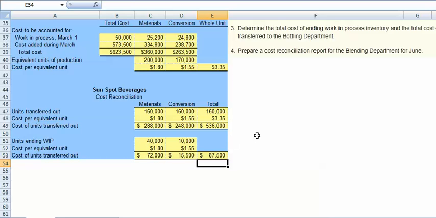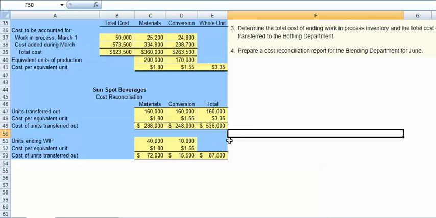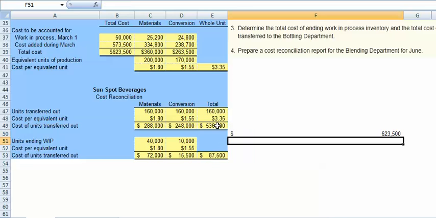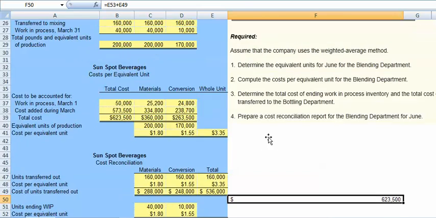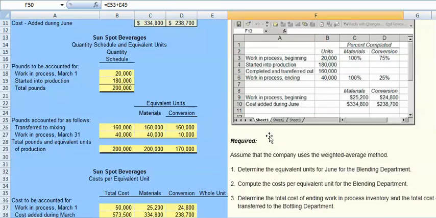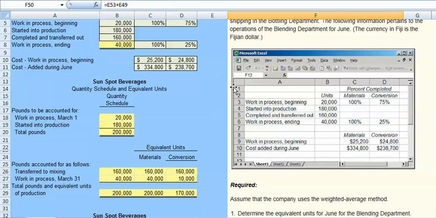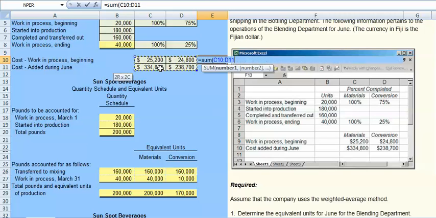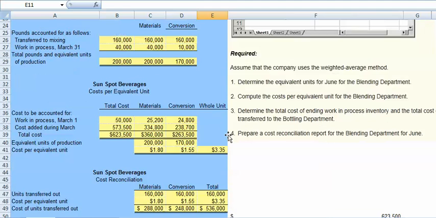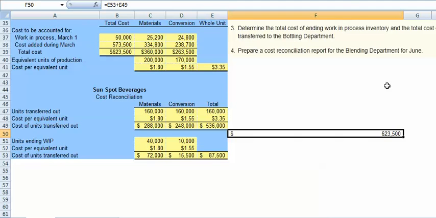And really, as a check, I probably should have one more cell here. I should just add my 87.5 plus my 536. I get 623,500, and hopefully that ties in with, I don't have a schedule up here, but I should tie that in with the sum of my total cost from above, $623,500, and that's how I know I've accounted for all of my costs.